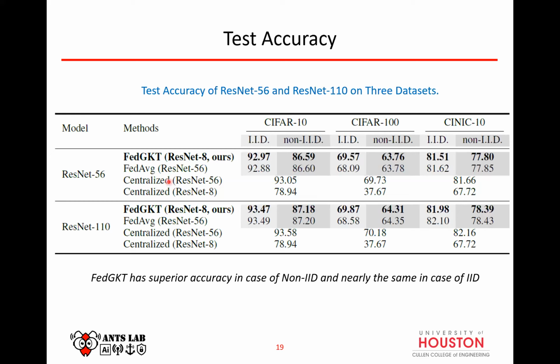They also compare it with centralized machine learning, which is not federated learning, on both ResNet 56 as well as ResNet 8. And we see for all the 3 datasets, be it IID or non-IID, that the test accuracy performance is superior compared to the other methods, especially for non-IID. And for IID, it is very, very close to federated averaging, like we see.